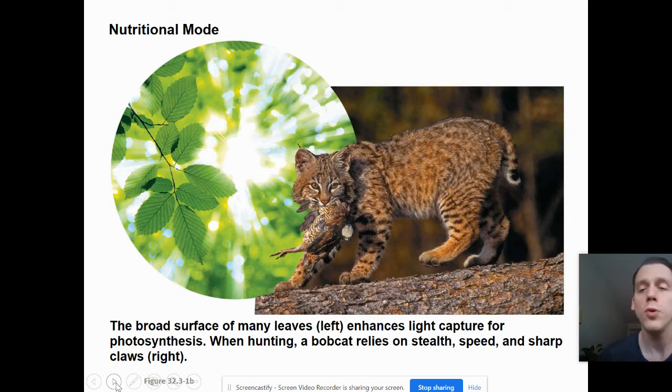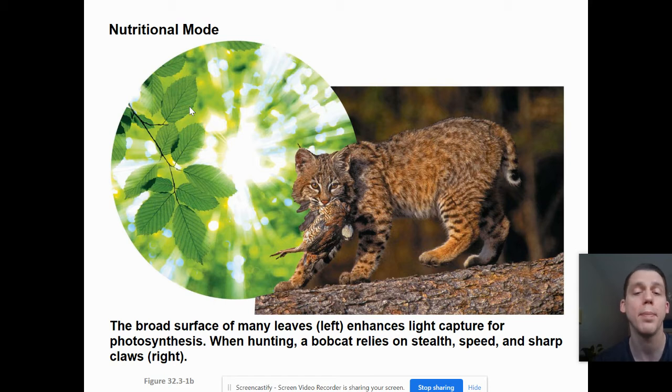Nutritional mode. This is one we know a lot about. We know about leaves. Leaves have a broad, flat surface like a solar panel because broad, flat surfaces are good at collecting light, which is going to increase photosynthesis. And we know that photosynthesis is how a plant gets sugar.